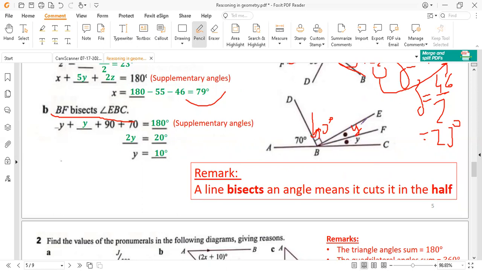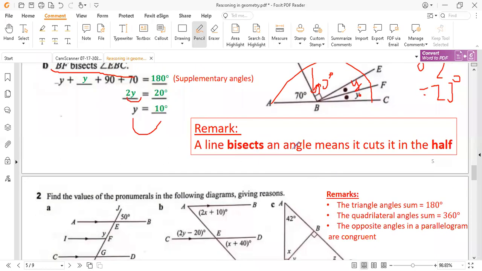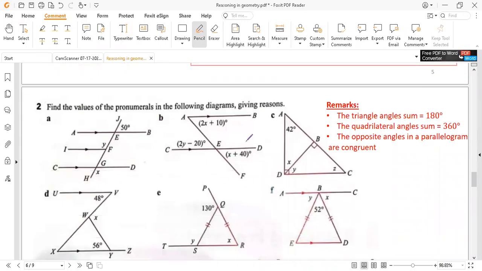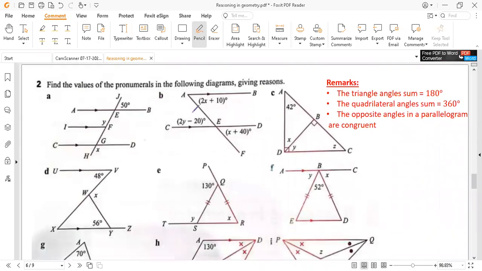So we have y plus 90 plus 70 giving a straight line, so supplementary angles, so the sum equals 180 degrees. After some simplification, we obtain 2y equals 20 degrees, and finally y equals 10. So a line bisecting an angle means it cuts it in half. And we can complete these diagrams in the same way.